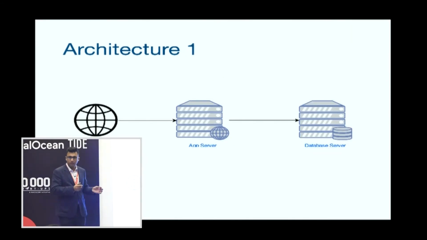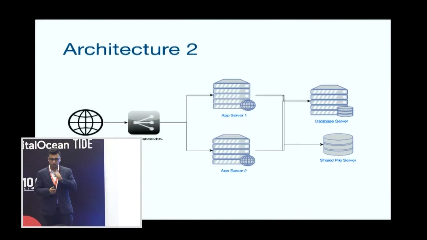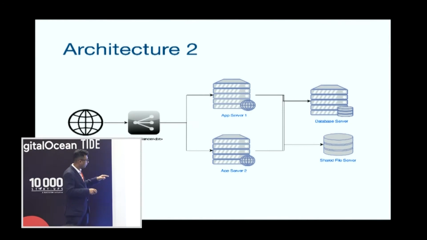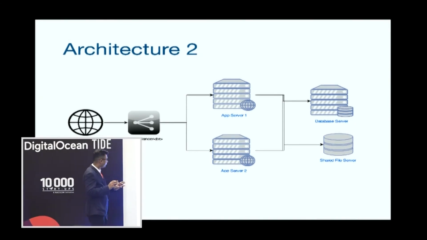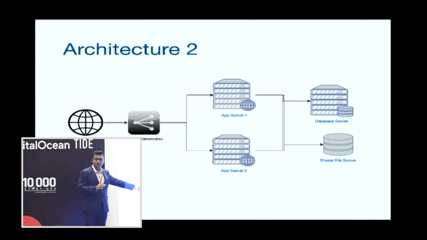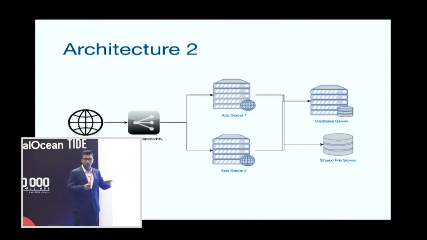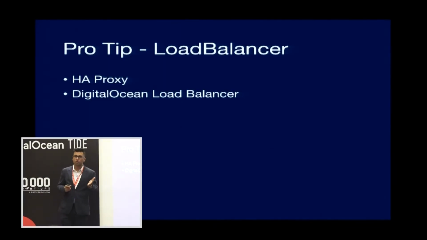Now, this was a simple architecture. Let's make it a little more complex. Now, we have a single database. Now, we want to set up two application servers. For setting up these two application servers, we will have to introduce a load balancer. Now, load balancer can be done in two ways.